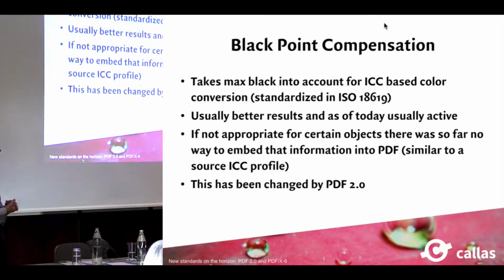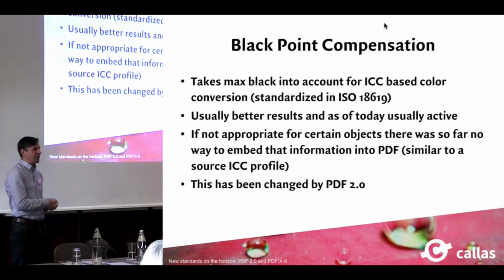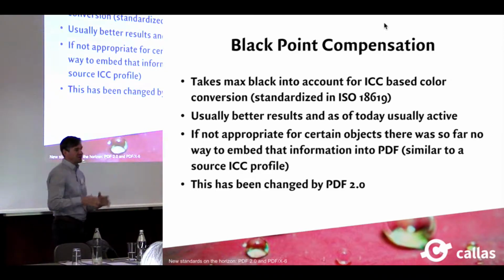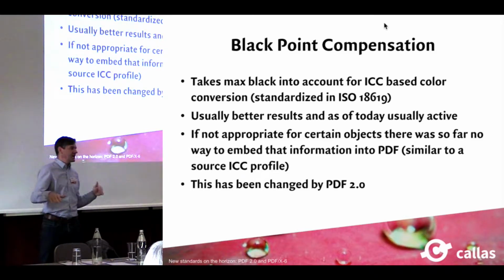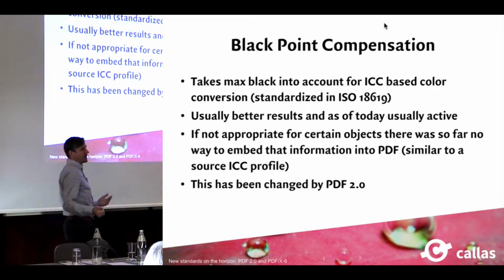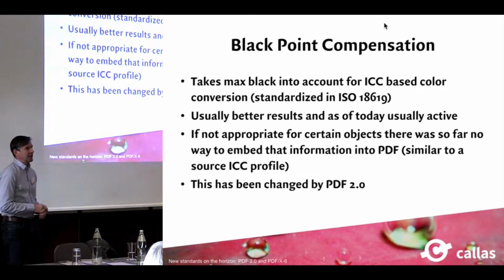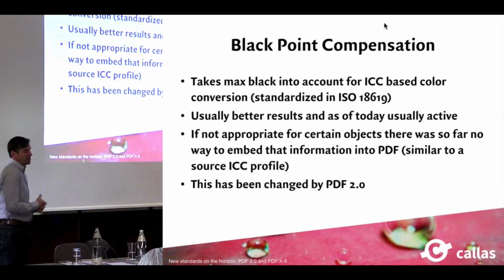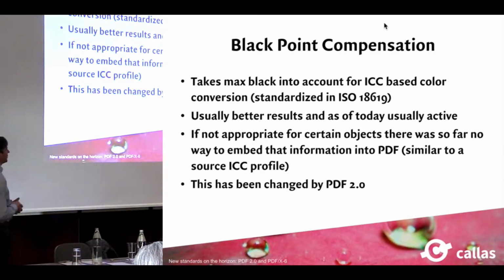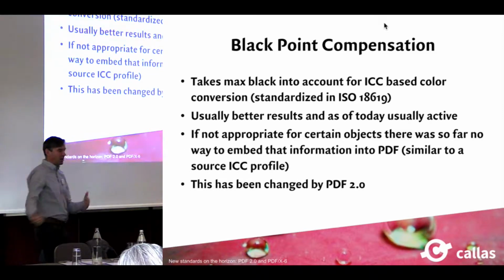Black point compensation is a parameter for color conversion, and up until now it was just so that you tell your engine whether it should use black point compensation or not. Usually black point compensation gives you better results, so in most cases it was just on. But there may be cases where that is not intended, where the creator of the PDF file says, but for this image I don't want you to use black point compensation. And until now that simply was not possible, because it was not possible to tell the PDF file about this fact, and now it has become possible.